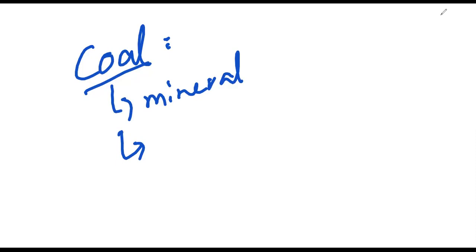There are also allotropes of sulfur being discussed in your book: alpha sulfur, beta sulfur, gamma sulfur, and omega sulfur. It's not important. So I'm talking about boric acid.